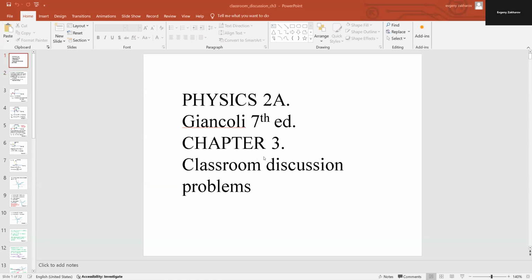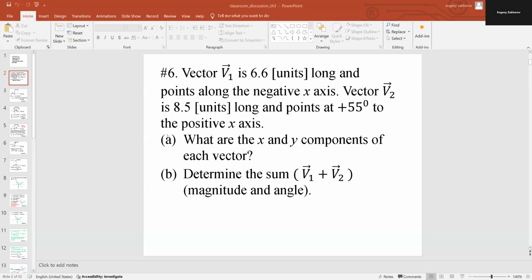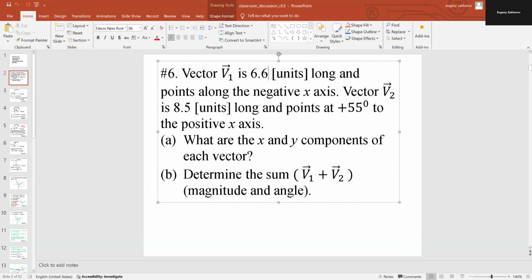Okay, chapter 3, classroom discussion problems. Problem number 6, we have two vectors, v sub 1 and v sub 2. Both magnitudes are given. And I just say units. If it's velocity, it should be meters per second, but it's not the point here. It's the vector algebra that we're going to focus on.